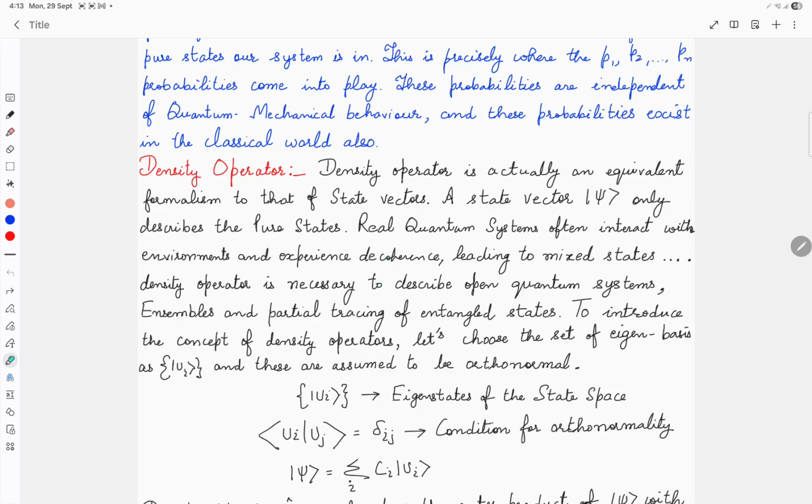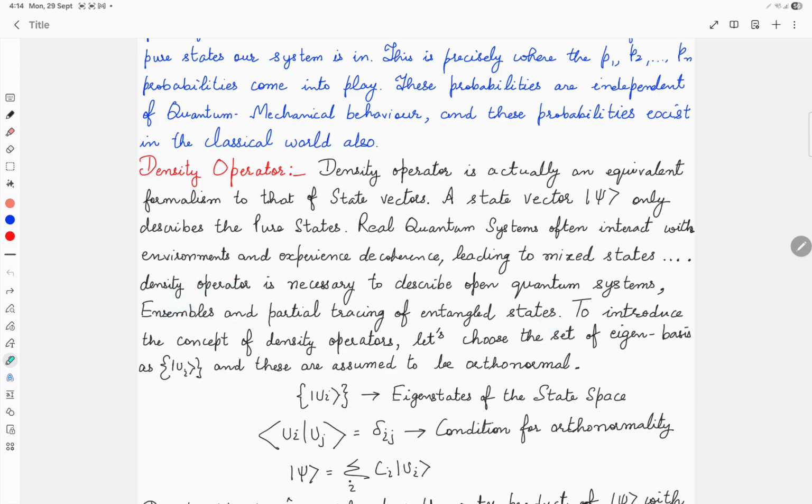But when the system interacts with the external environment, that we call decoherence, and because of this decoherence the system will lose its quantum superposition and the quantum behavior, and therefore we may not be able to get this quantum advantage if the system due to decoherence loses the quantum mechanical behavior. So in a way the system will lead to the mixed states. So density operator is necessary to describe open quantum systems, which are basically called ensembles, and partial tracing of these entangled states. Meaning by, what is an ensemble?